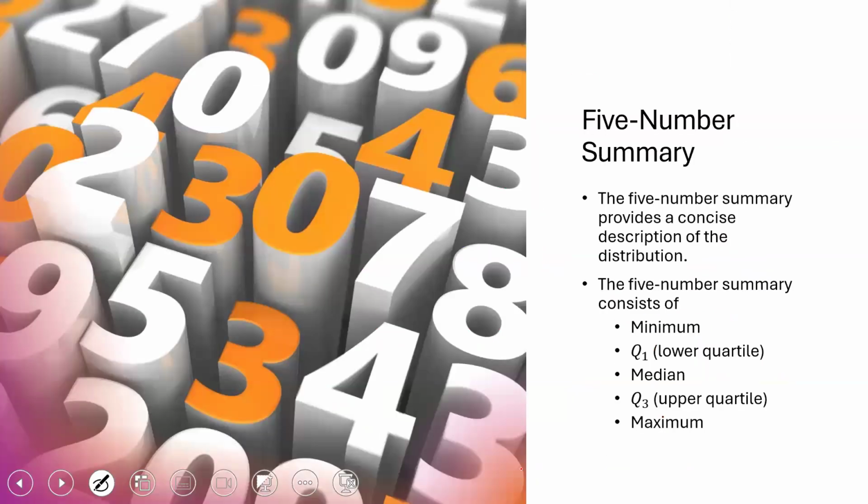All right. Now that we know how to find the quartiles, we can find the 5-number summary. Our 5-number summary provides a concise description of the distribution. The 5-number summary consists of the minimum, Q1, which we just found, the median, Q3, which we just found, and the maximum. These 5 numbers summarize the shape, center, and spread of the data, especially when paired with a box plot, which we're going to learn next.